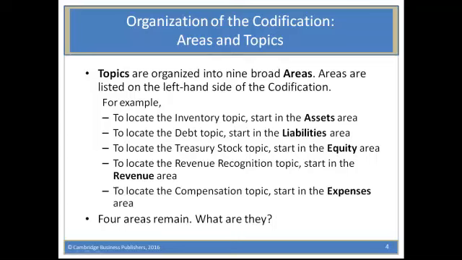Topics are organized into 9 broad areas. Areas are listed on the left-hand side of the codification. And we start with the obvious ones: assets, liabilities, equity, revenue, and expenses.